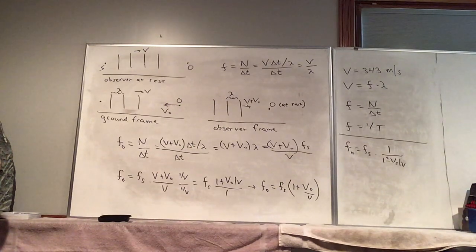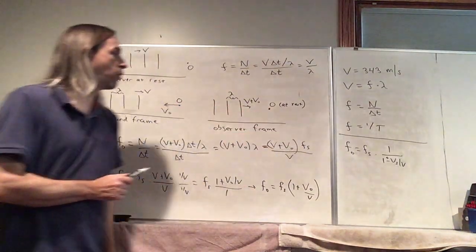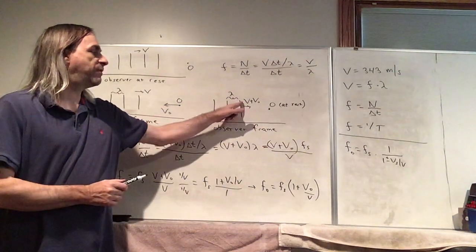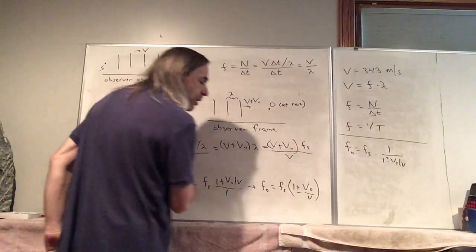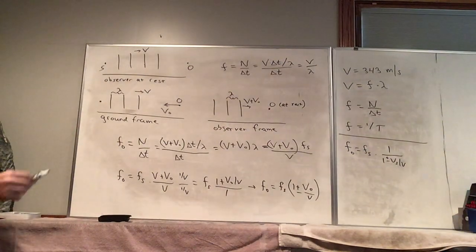If we have a moving observer and a stationary source, that's the result. And again, if we were moving away from the source, then we would replace v plus v0 by v minus v0, and it would just carry through everywhere. We'd have 1 plus or minus v0 over v.